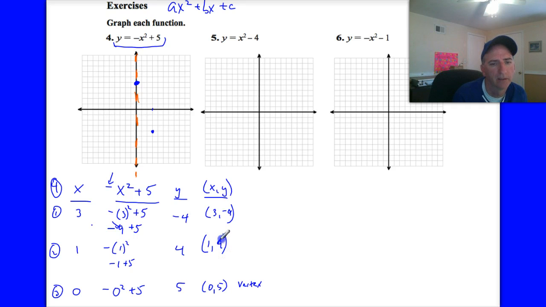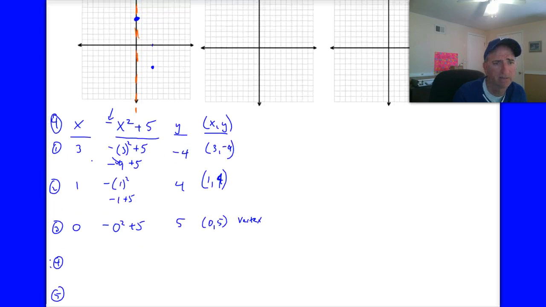It's a 4. Again, apologies, the writer at home does not work as nice as the one at school. Plot the point 1 and then 4. 1, 2, 3, 4. Okay, so you can kind of see the form of that curve developing there. So there's 2 points to the right of the vertex.